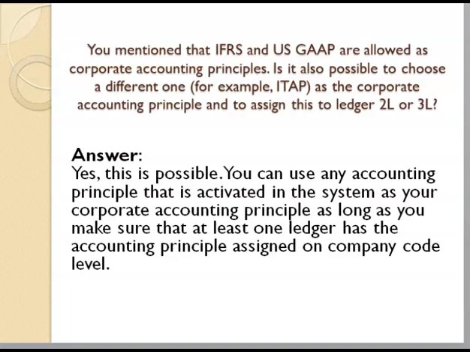You mentioned that IFRS and US GAAP are allowed as corporate accounting principles. Is it also possible to choose a different one, for example, ITAP, as a corporate accounting principle and to assign this to ledger 2L or 3L? Answer: yes, this is possible. You can use any accounting principle that is activated in the system as your corporate accounting principle, as long as you make sure that at least one ledger has the accounting principle assigned on company code level.